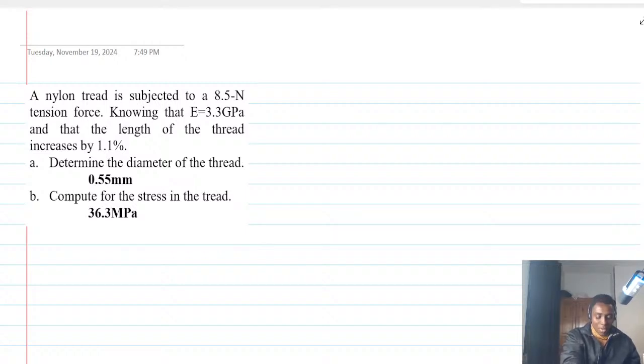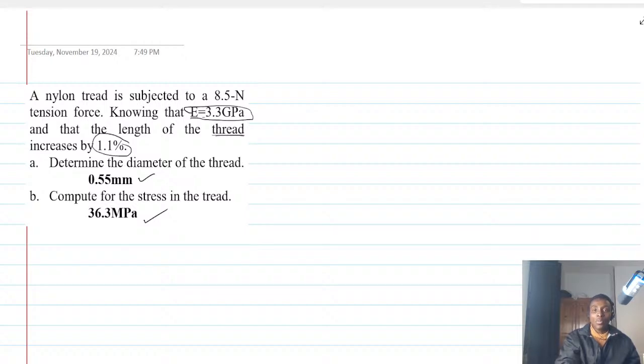So a nylon thread is subjected to 8.5 Newton tension force. So we know the Young's modulus, and then the length of the thread increases by 1.1%. So we have to find the diameter of the thread, and then we should also compute the stress. All right. So let's go straight forward. So this one, we were given the percentage increase, isn't it?